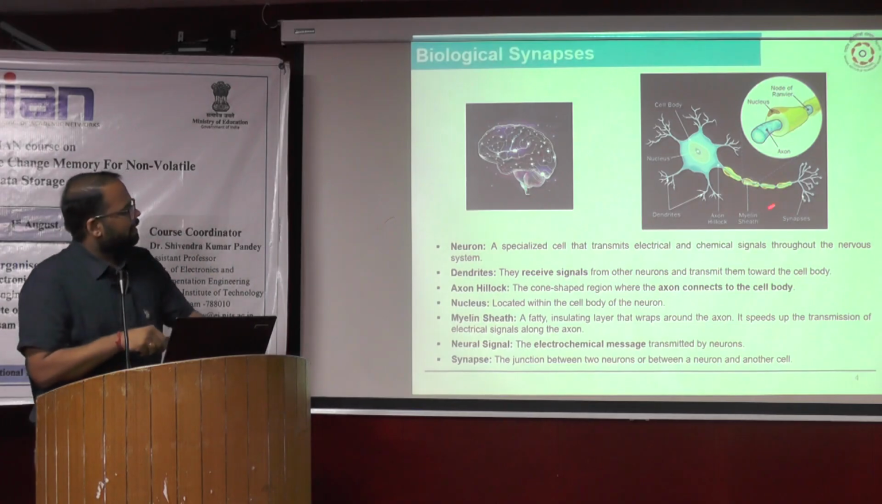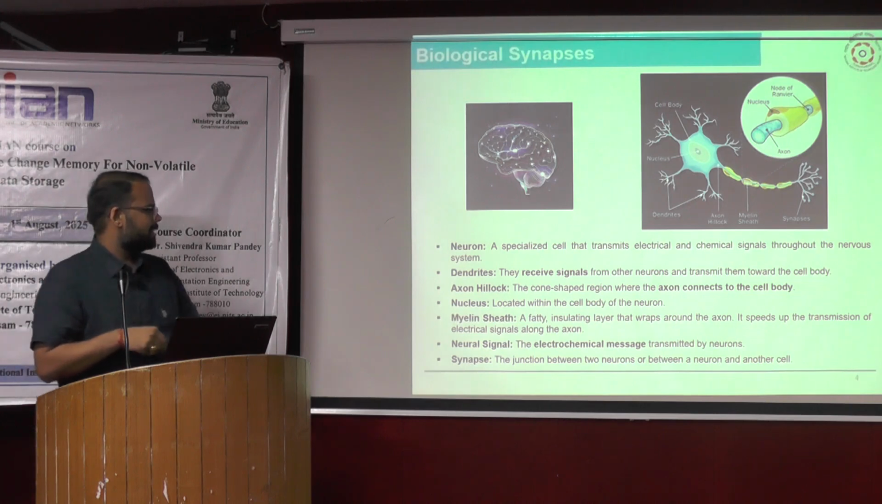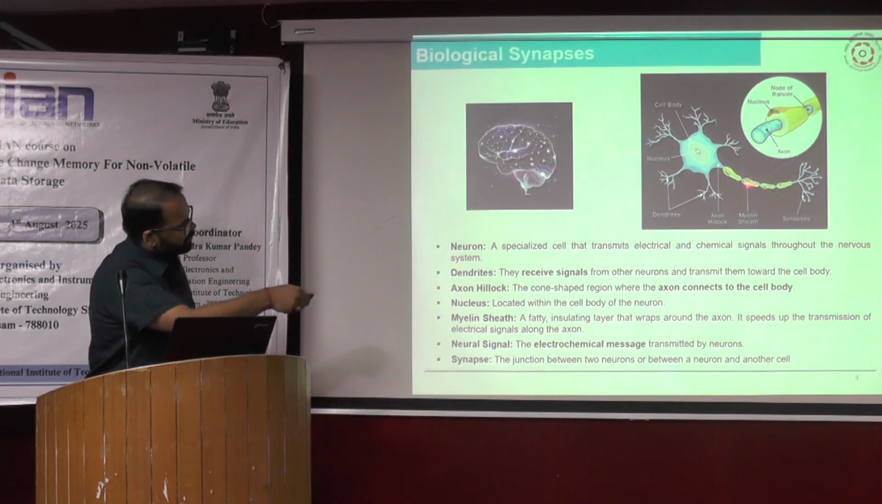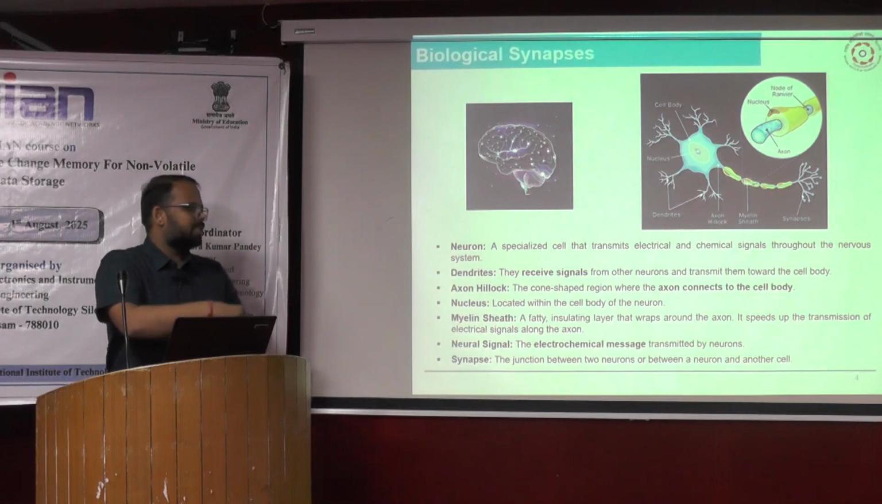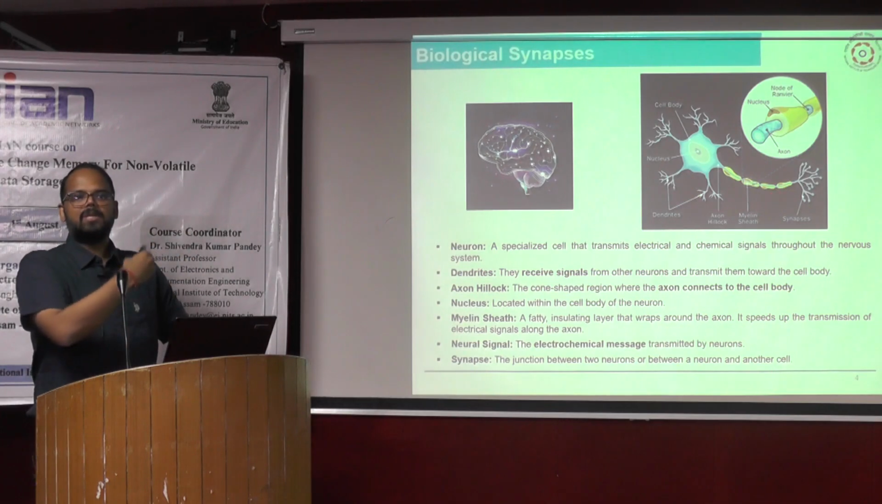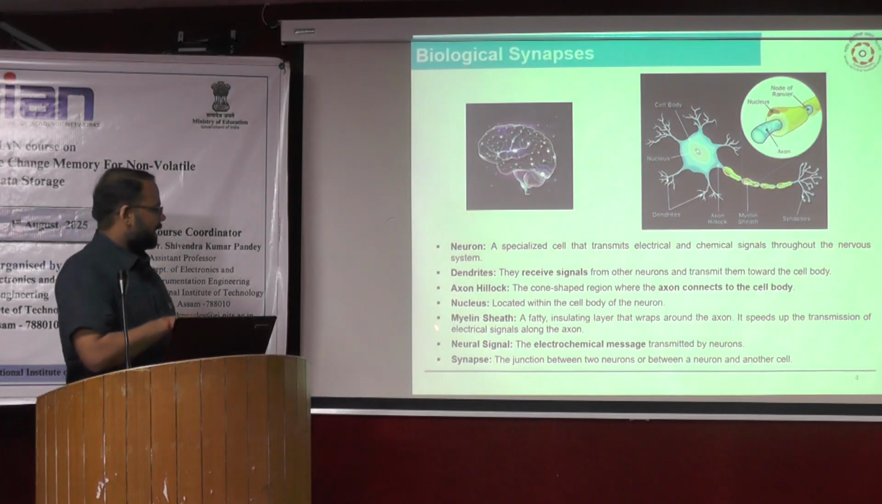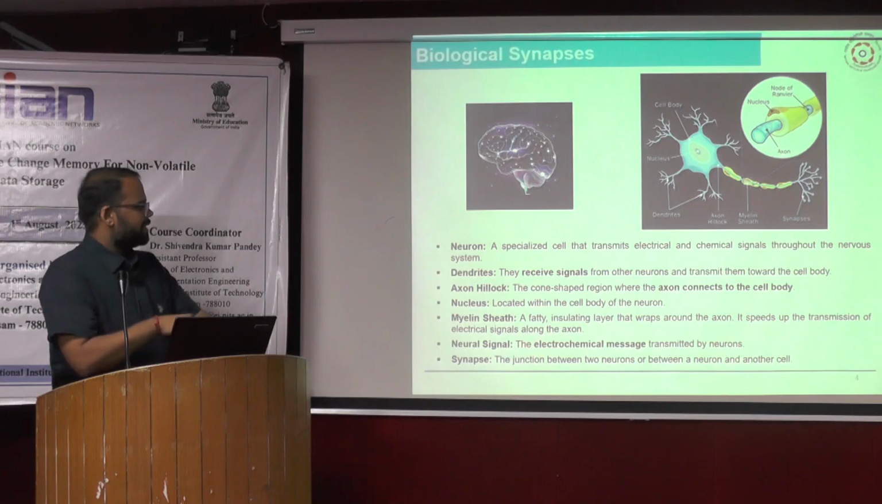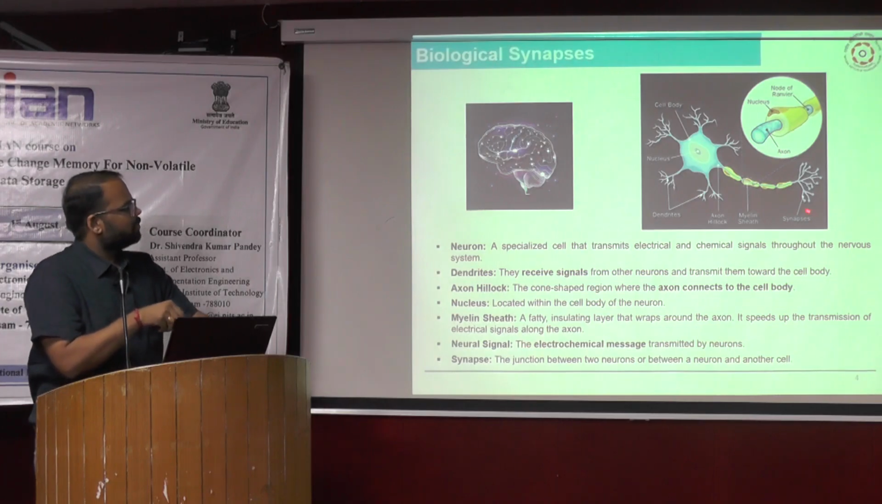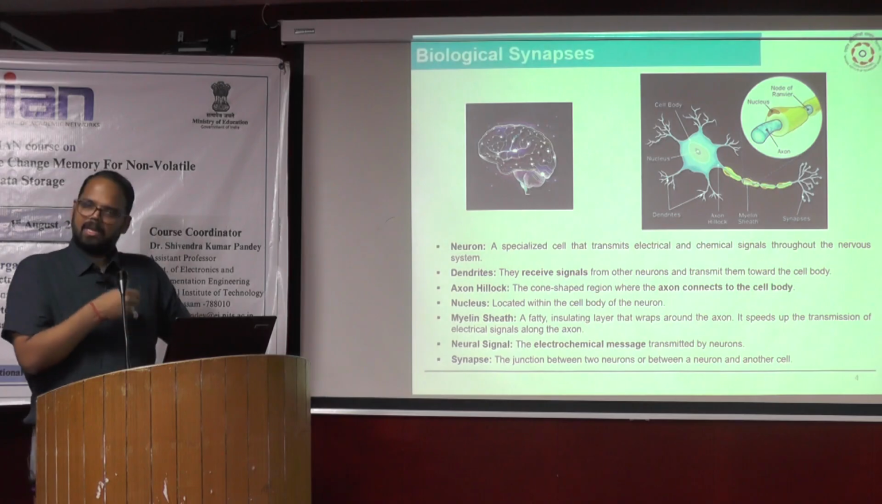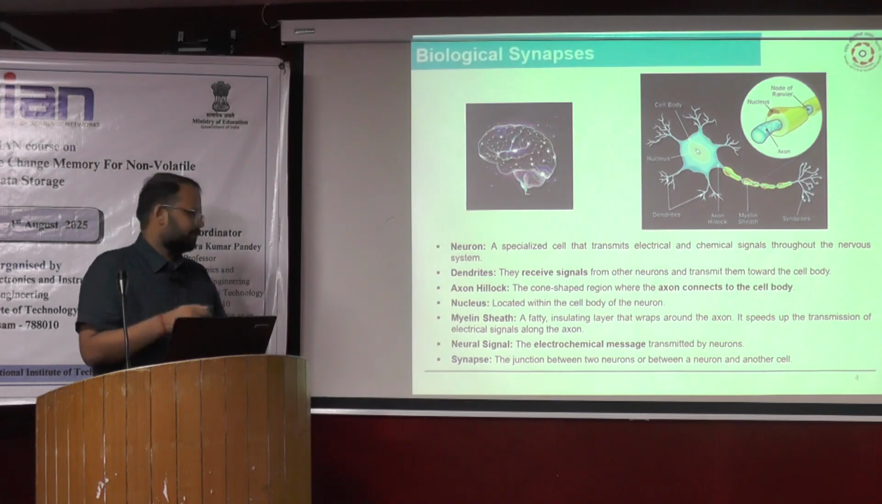And then this myelin sheath is a fatty insulating layer that wraps around the axon. It speeds up the transmission of electrical signals along the axon. So if you want to communicate this signal to another neuron, it is a kind of sheath that speeds up the transmission from one side to another. And then the neural signal, the electrochemical message transmitted by neurons, which transmits the information.